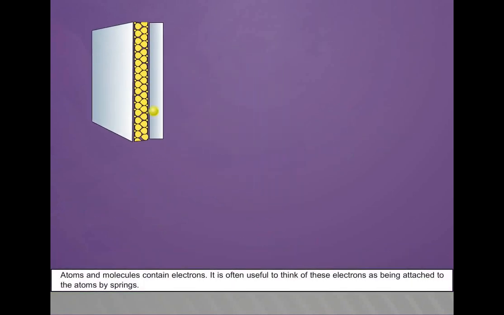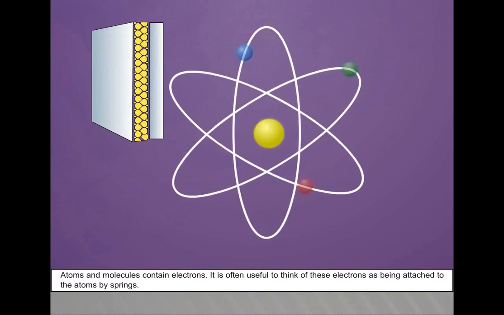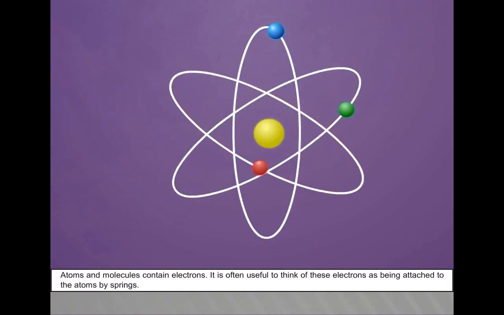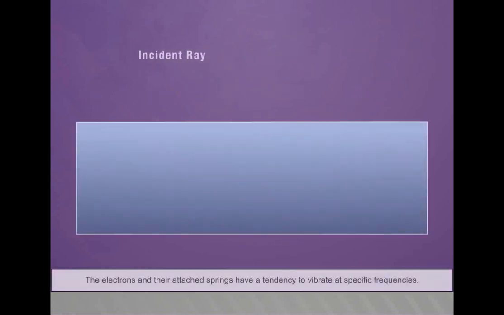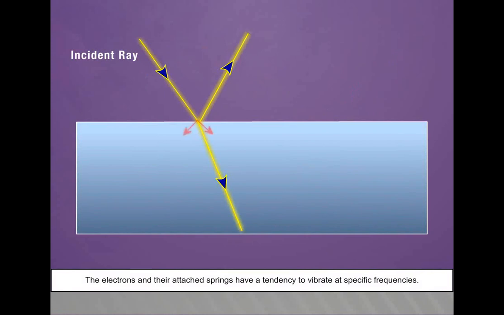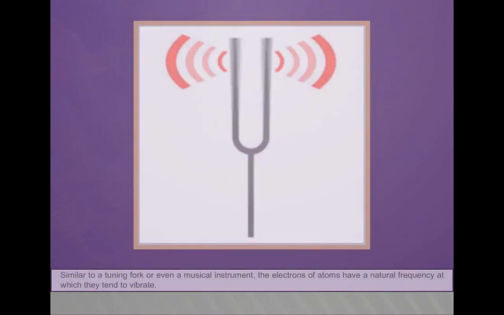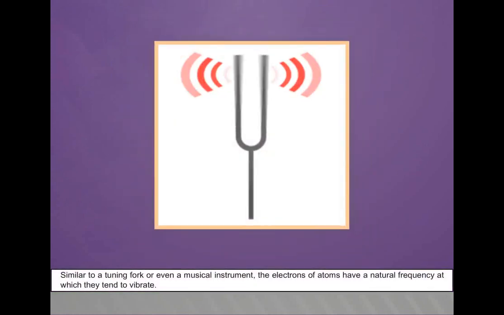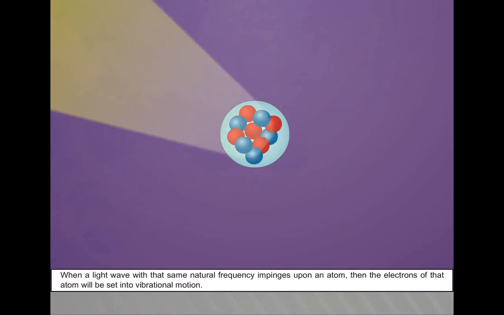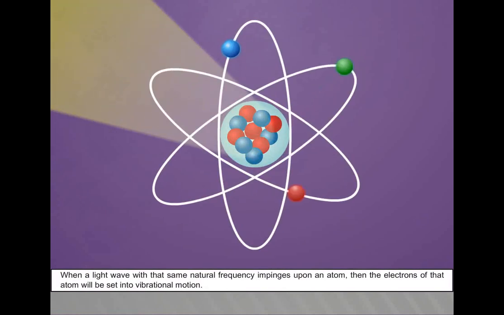Atoms and molecules contain electrons. It is often useful to think of these electrons as being attached to the atoms by springs. The electrons and their attached springs have a tendency to vibrate at specific frequencies. Similar to a tuning fork or even a musical instrument, the electrons of atoms have a natural frequency at which they tend to vibrate. When a light wave with that same natural frequency impinges upon an atom, then the electrons of the atom will be set into vibrational motion.